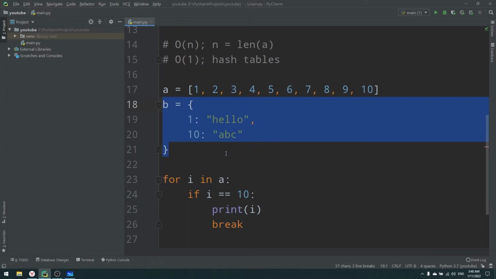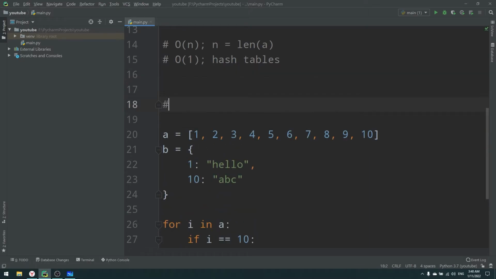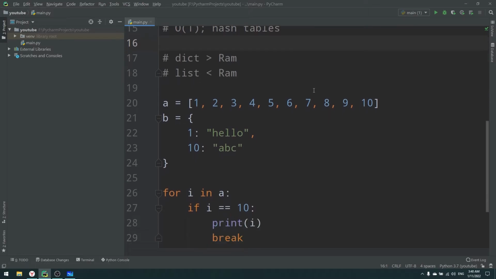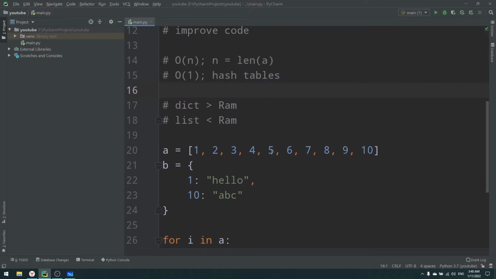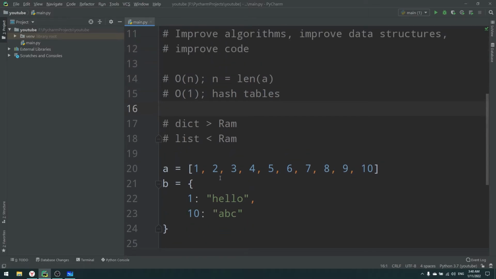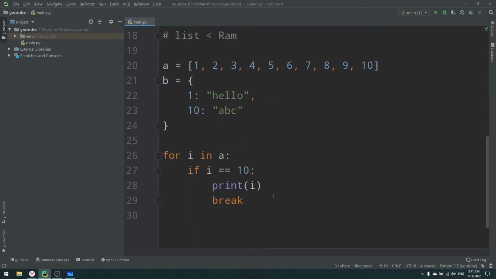And why did I give you that example? Because dictionaries, on the other hand, take up more RAM. So dict uses more RAM and list uses less RAM. And as I said, DDoS attacks can happen on anything. In order to defend from DDoS attacks, you need to defend everything. So you always need to think about RAM, you always need to think about algorithms, and you always need to think about your clean code.